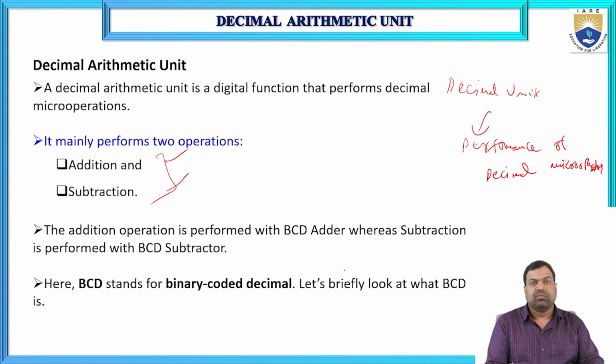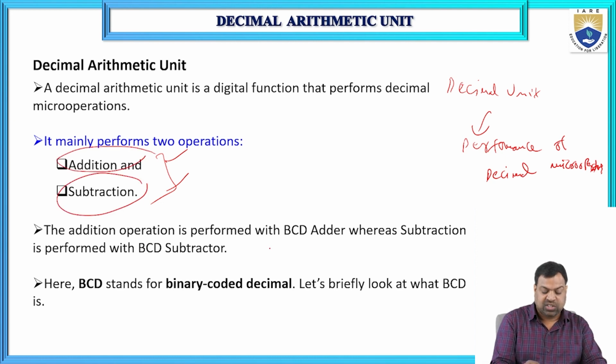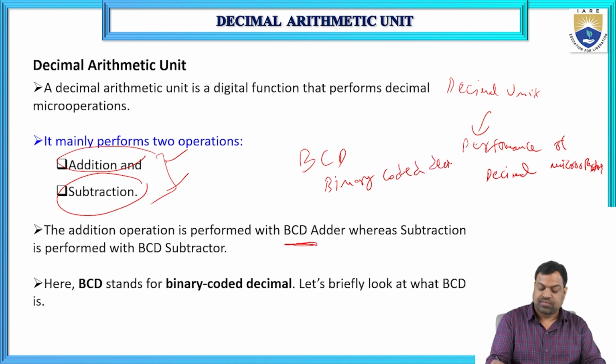The addition operation is performed with a BCD adder, whereas subtraction is performed with a BCD subtractor. Here BCD stands for binary coded decimal. So when we go for addition and subtraction, we need BCD coded numbers. For addition, a BCD adder. For subtraction, a BCD subtractor.